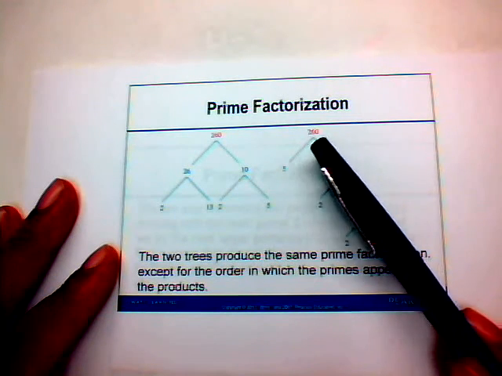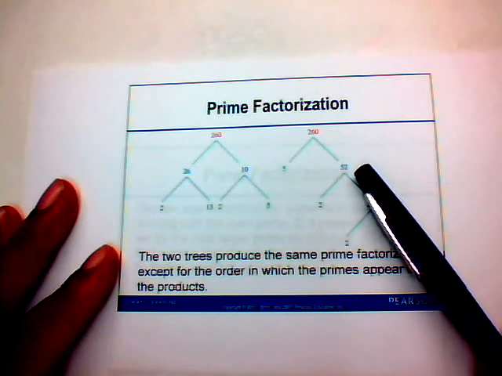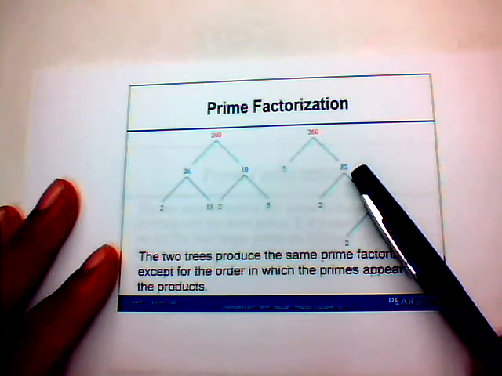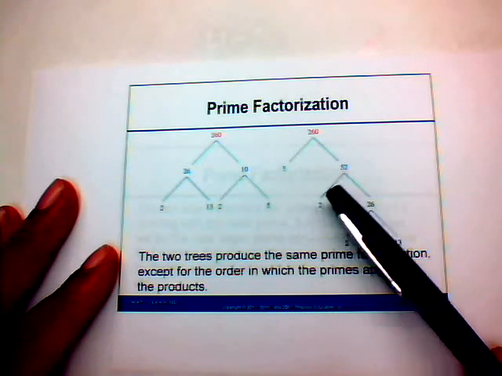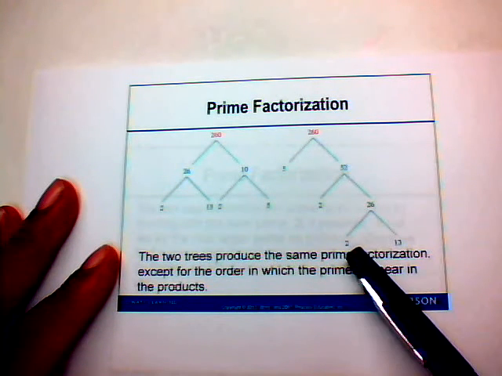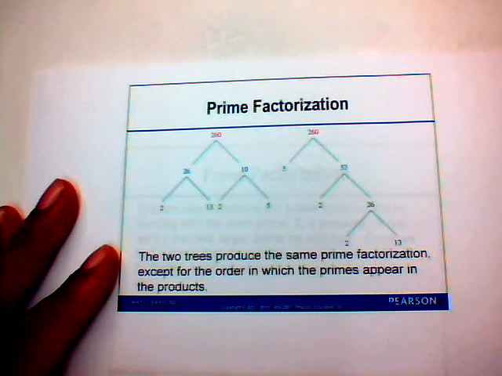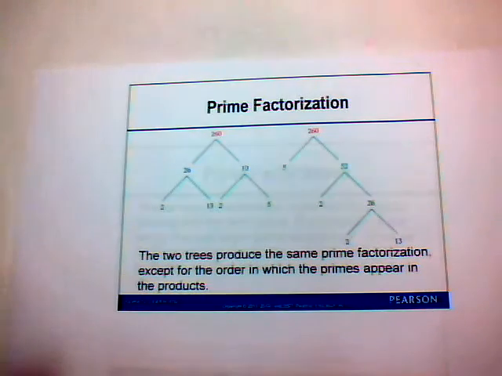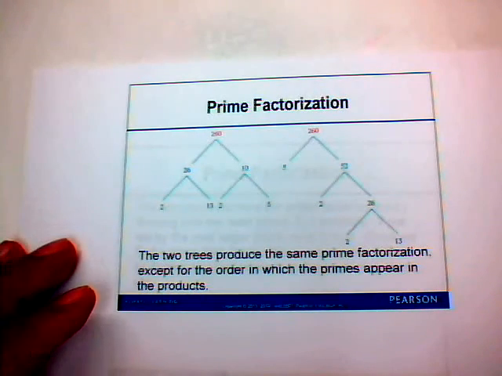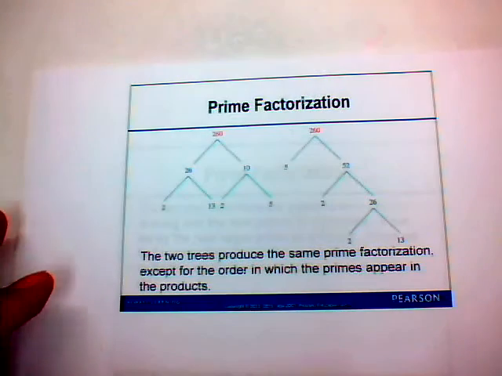since 260 is a multiple of 5, you can use 5 and then divide 5 into 260. That's going to give you 52. 52 is a multiple of 2, so 2 goes into 52 26 times. 26 is a multiple of 2. Divide 2 into 26, that's going to give you 13. So here you get the same prime factorization, but here the order is just different.